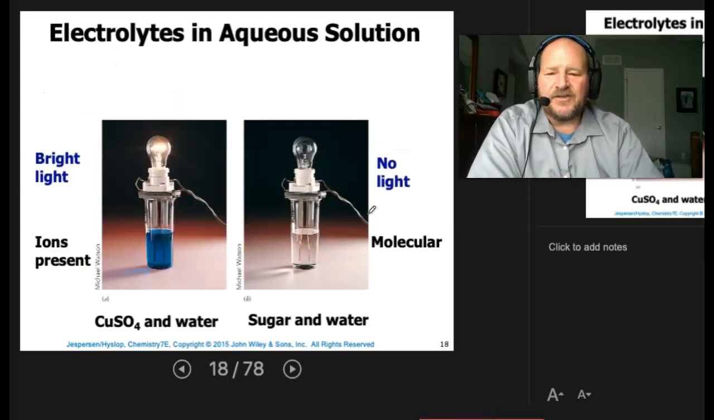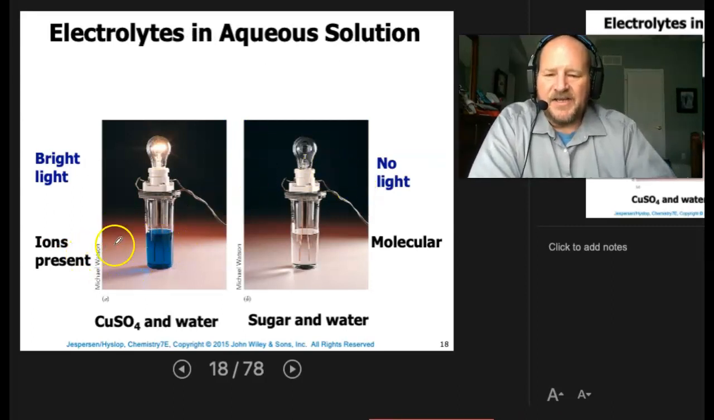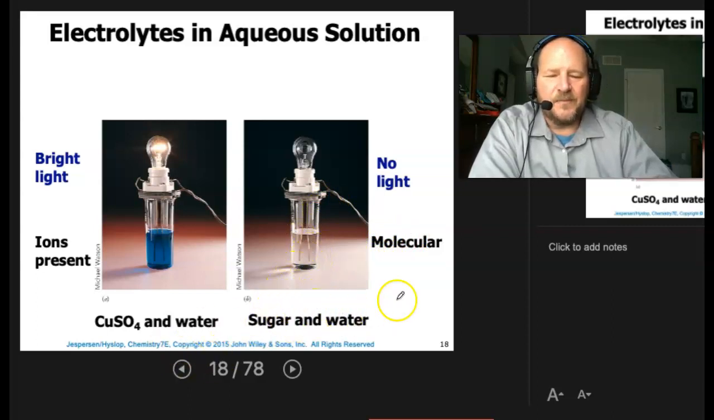All right, so let's look at electrolytes then. So electrolytes and aqueous solutions. If we have ions present, I can run a circuit across this, hook it up to a light bulb with a battery, and if we have ions present, that charge will carry through the solution as part of the circuit and light up the light bulb. If it's a molecular compound, then it won't, right? The circuit will be stopped right there. There's no connection there. Okay, so sugar and water are both molecular and will not pass a charge.